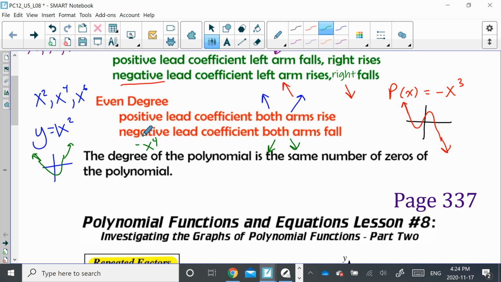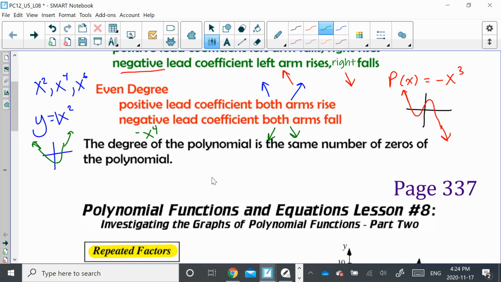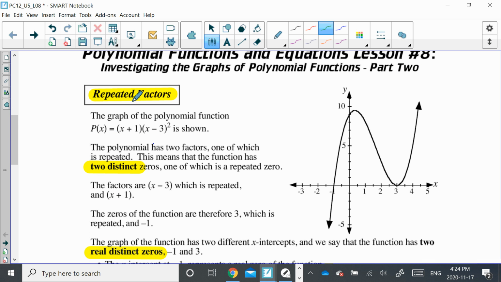Okay, let's start exploring Lesson 8. So highlight this word, repeated factors, and I'm going to explain what repeated factors are. This polynomial function here, they've given it to me in factored form, and it's always really nice when it's in factored form because you can easily look at the polynomial and tell me what the zeros are.